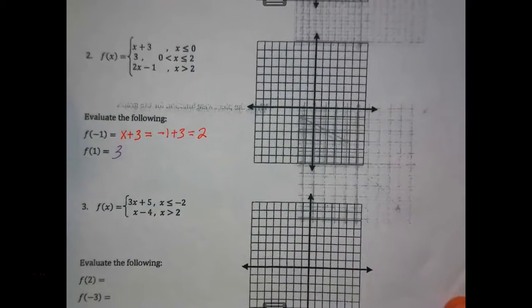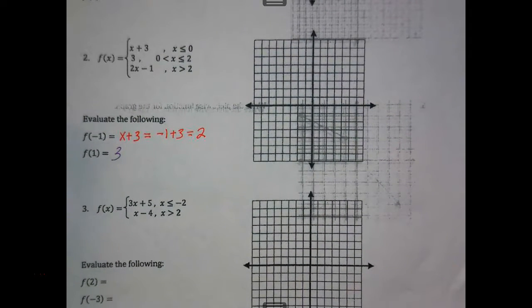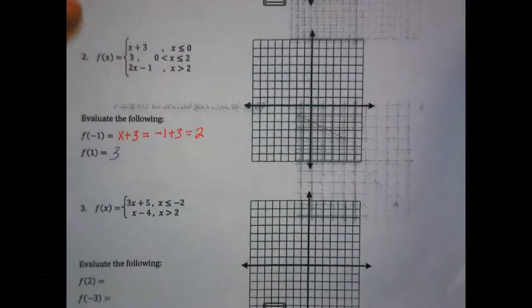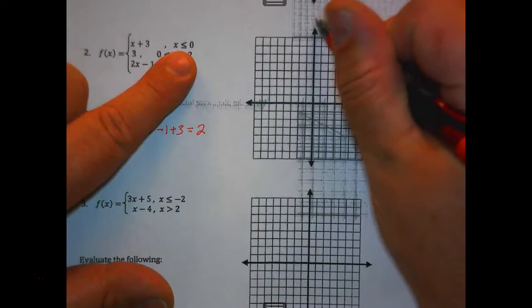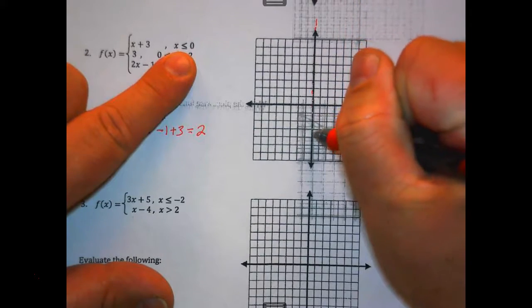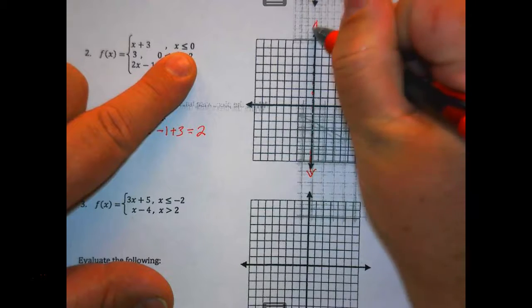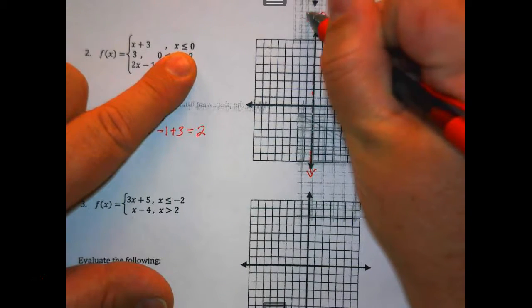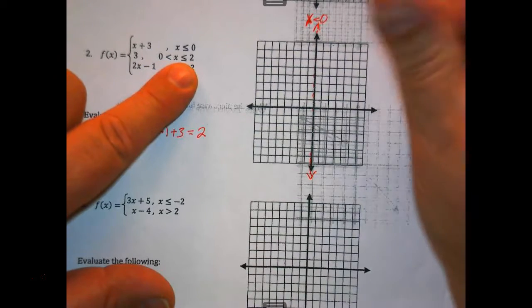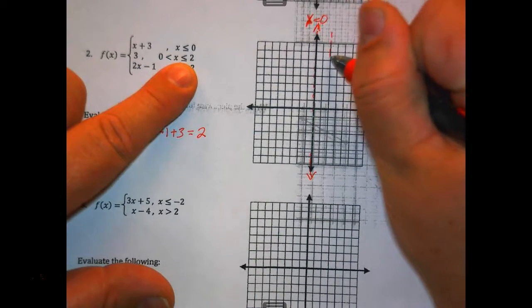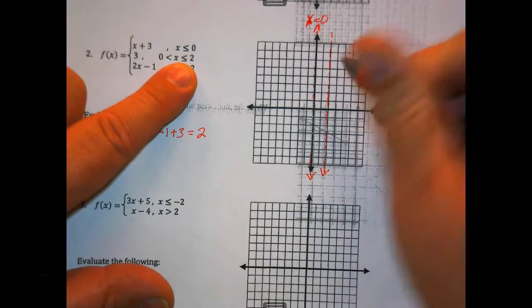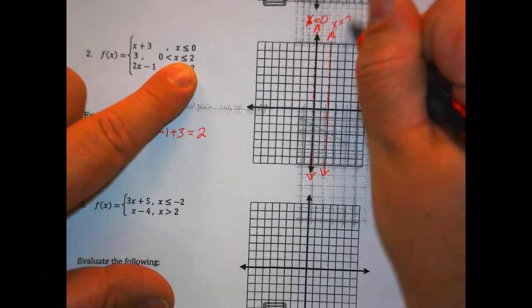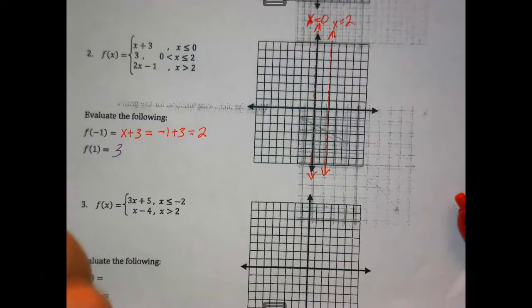We should graph number 2. Okay, where are my boundary lines? Yeah, x equals 0, which is the y-axis. So that's x equals 0. And we have x equals 2. This time we have 2 boundary lines. And again, it would really help to highlight those.